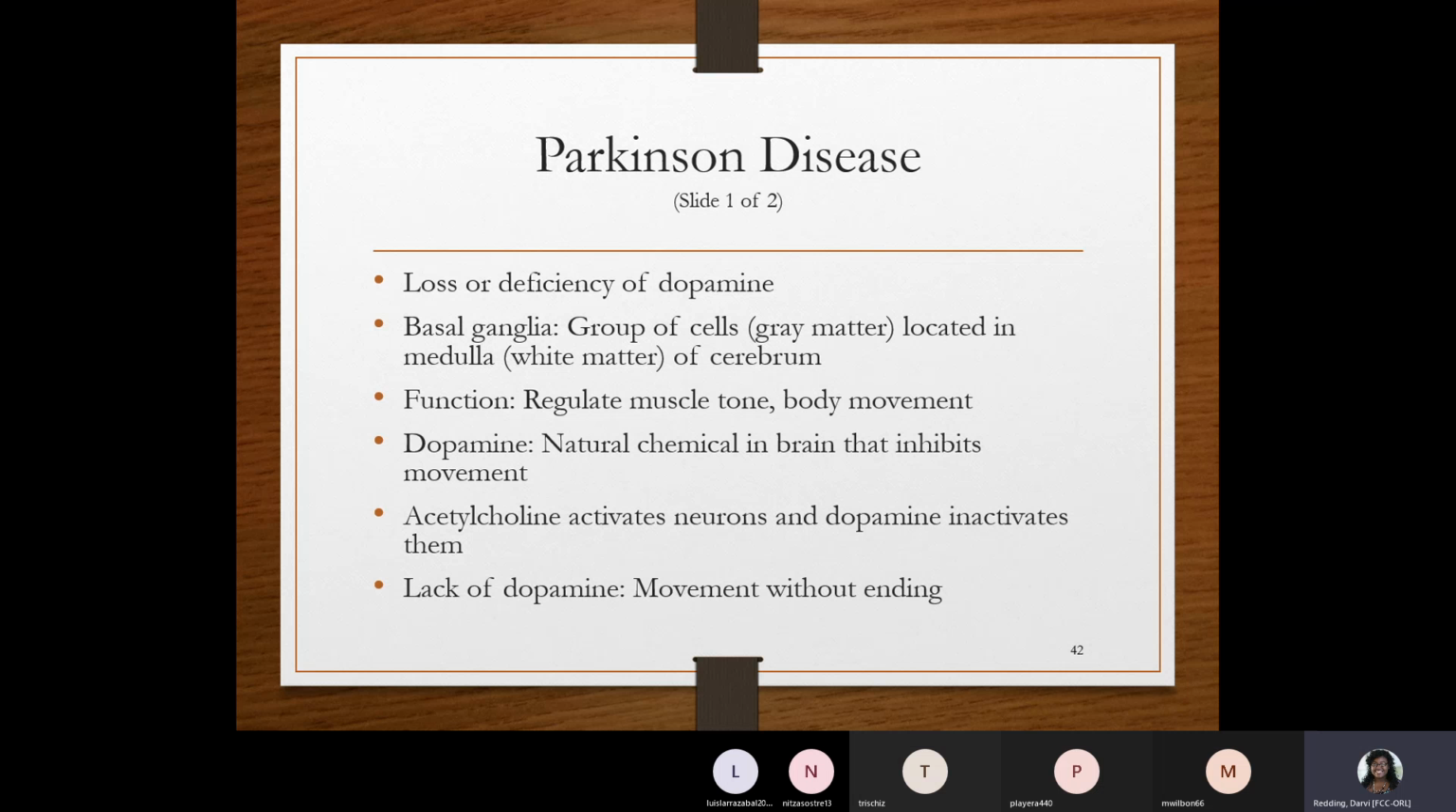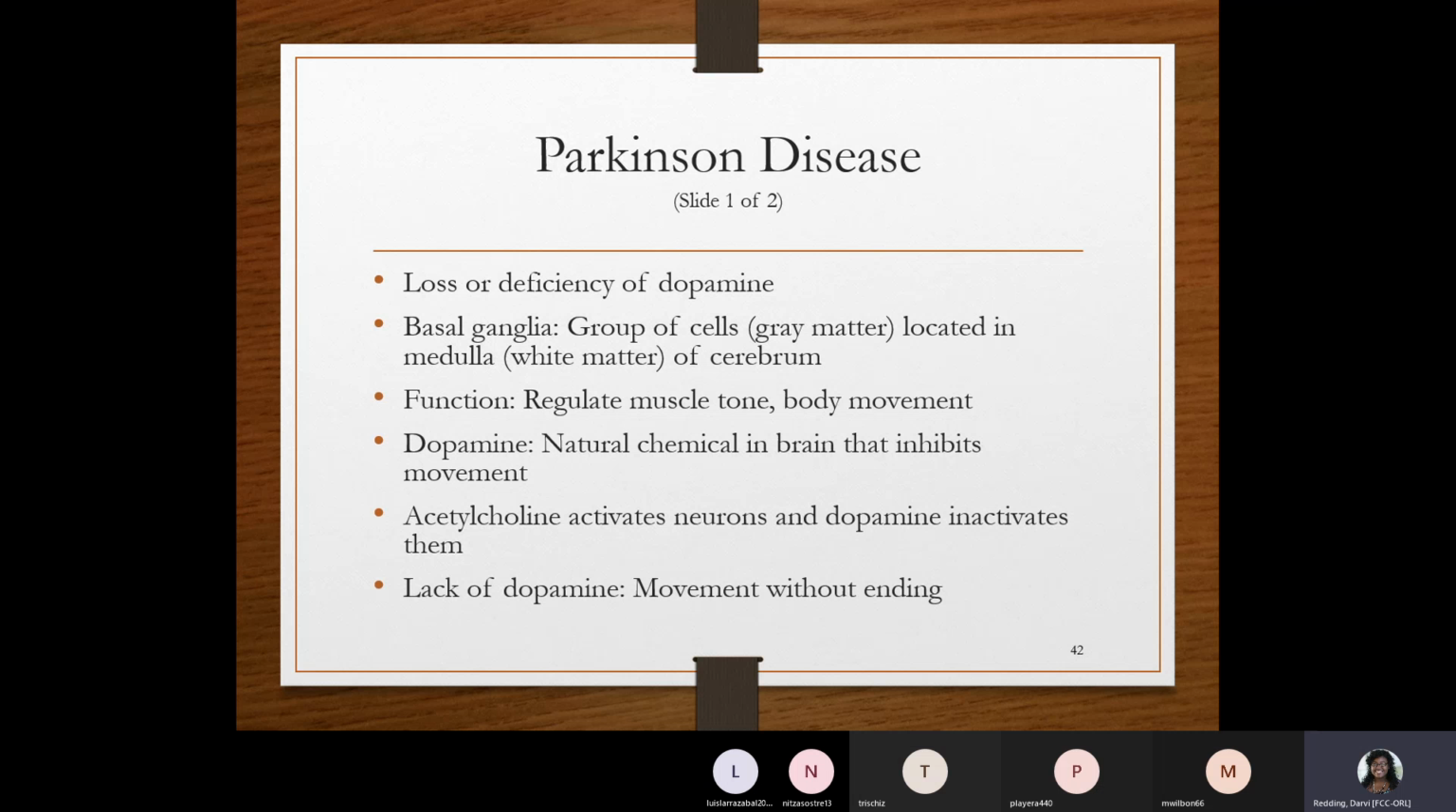A person who experiences Parkinson's disease has an effect on the function of the regulation of their muscle tone and their body movement. So a person who has Parkinson's disease is going to have what's called tremors, as well as rigidity. So it's like continuous shaking. Now, dopamine is known as a natural chemical in the brain that inhibits movement. Acetylcholine activates the neurons and the dopamine. So when a person has a lack of dopamine, they're going to have movement without ending.